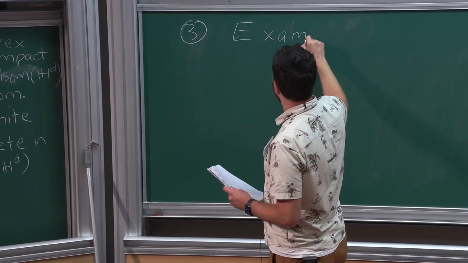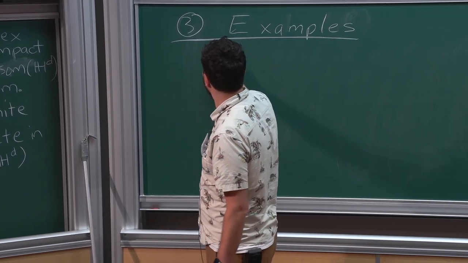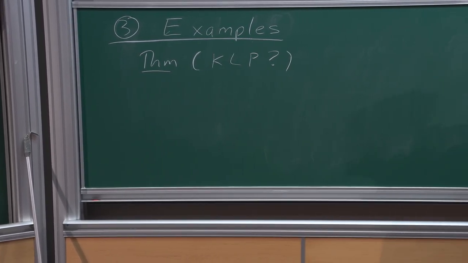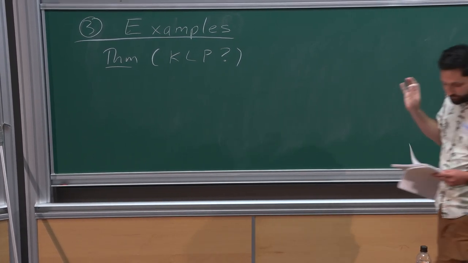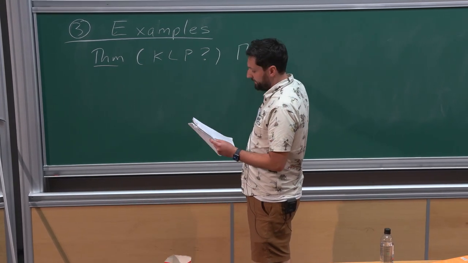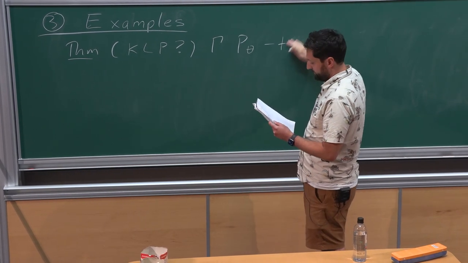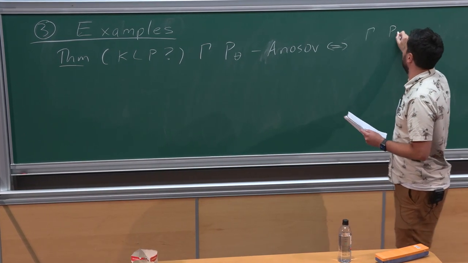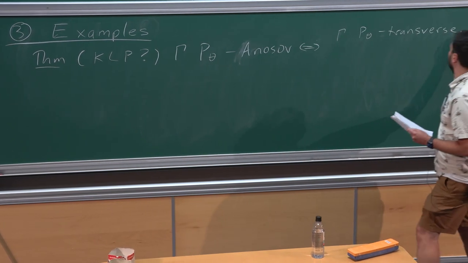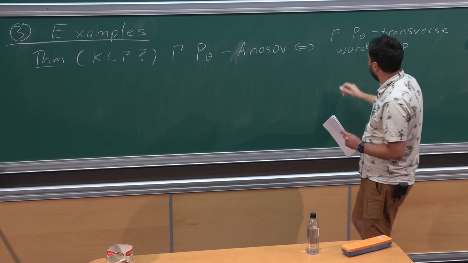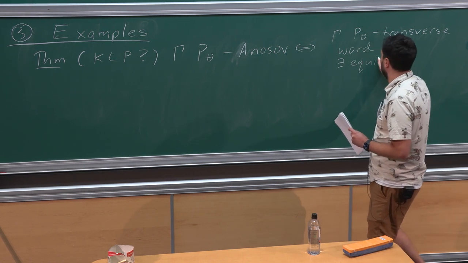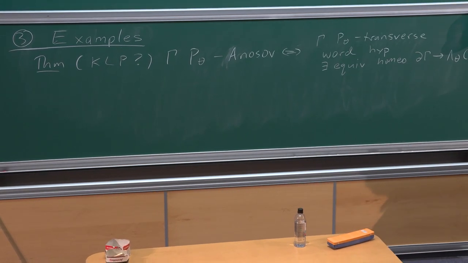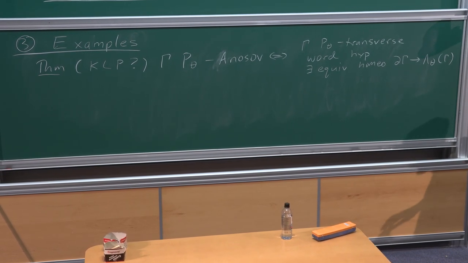Okay, so next up, I just want to give some examples. First, this is a theorem, and honestly, I have no idea who first wrote it down. It's probably implicit in earlier papers, but let's just say Kapovich-Leeb-Porti. Gamma is P theta Anosov if and only if it's P theta transverse, word hyperbolic, and there exists an equivariant homeomorphism from the Gromov boundary to the limit set. So the P theta transverse representations contain the Anosov ones, which have more structure.